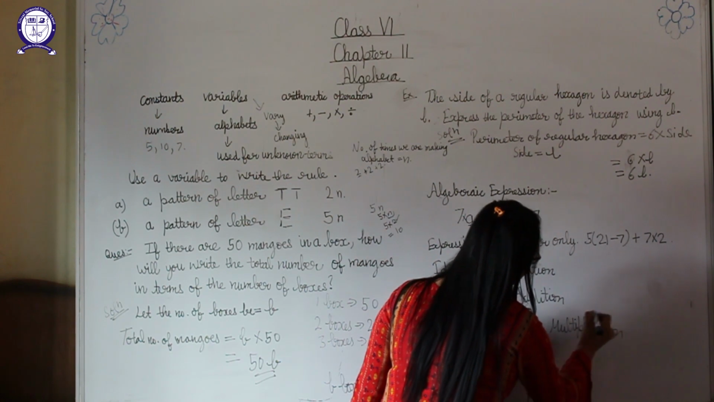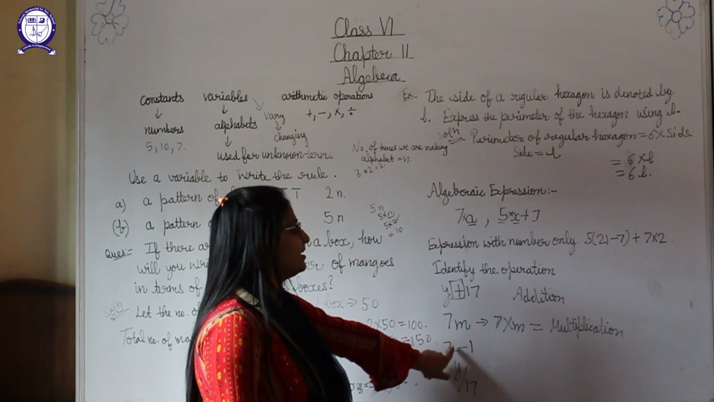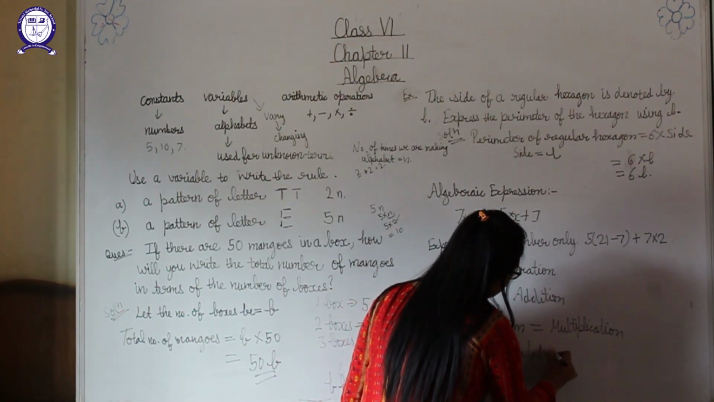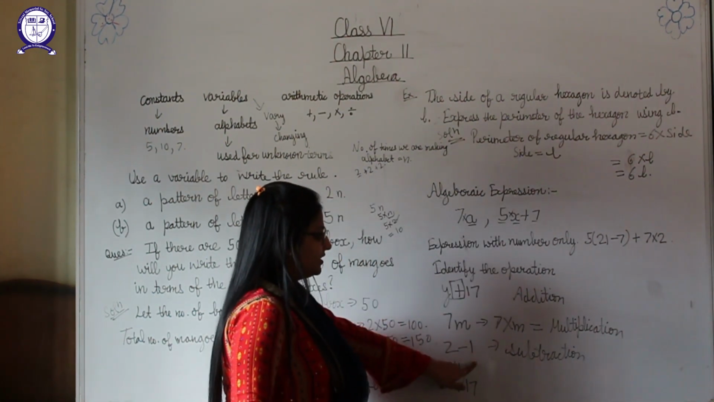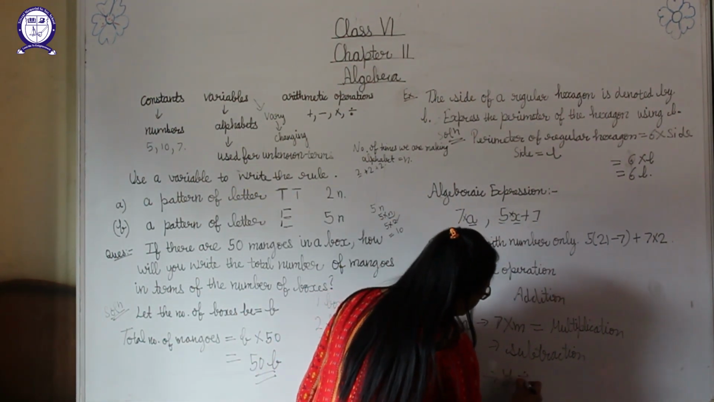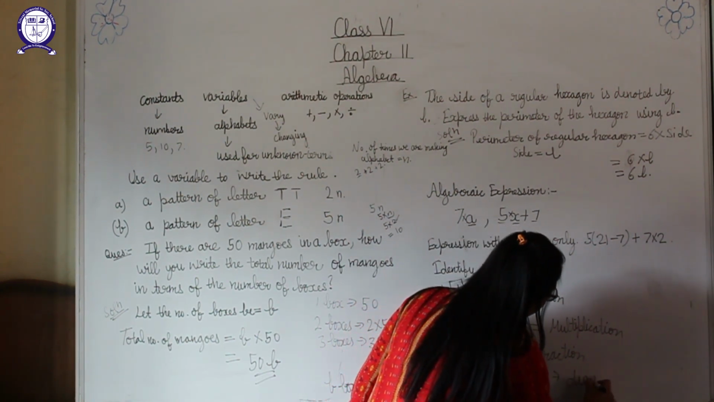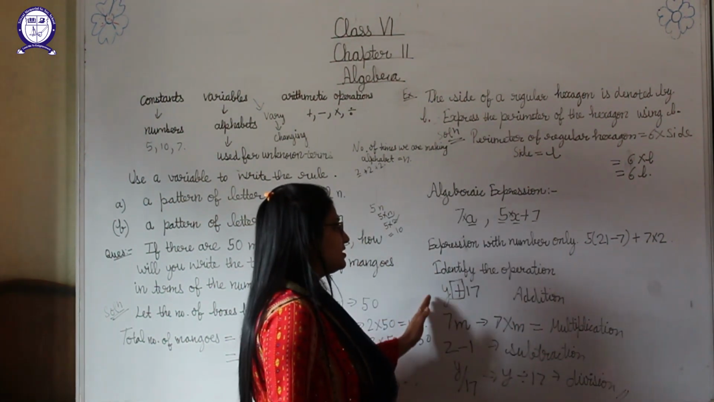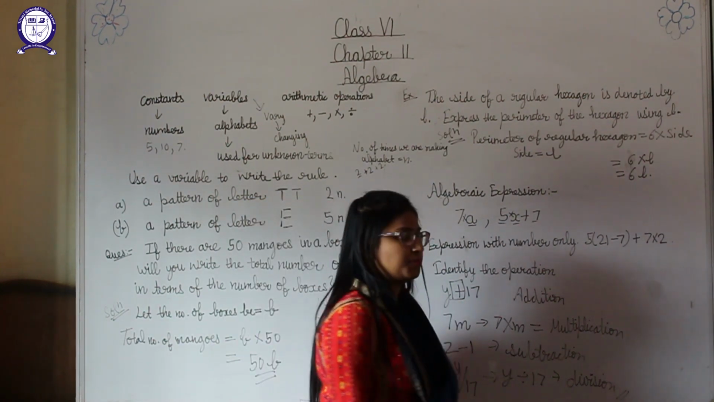Now the next one is z minus 1. So minus is the sign here, which means the operation here is subtraction. And in the last one, we know that y slash 17 means y divided by 17. Right? So the operation here is division. Okay, so like this, we can tell about the operation used in any algebraic expression.